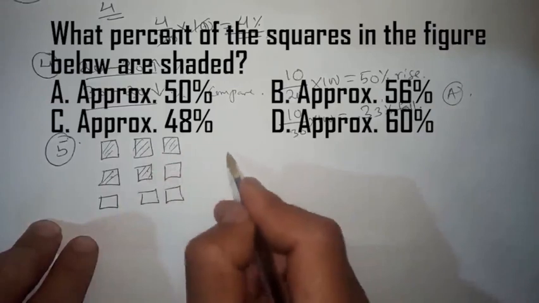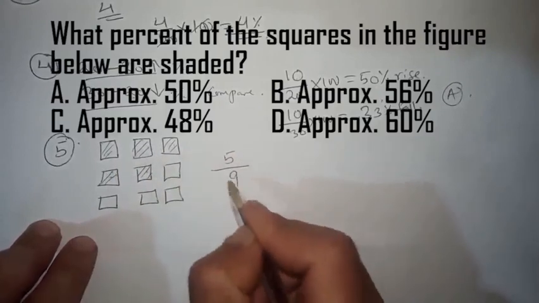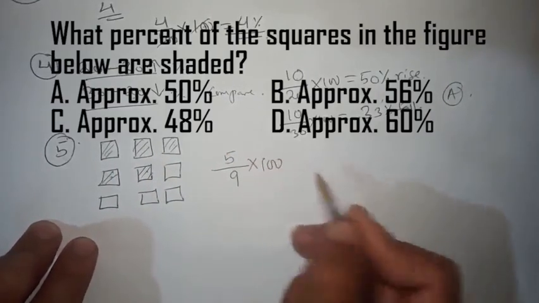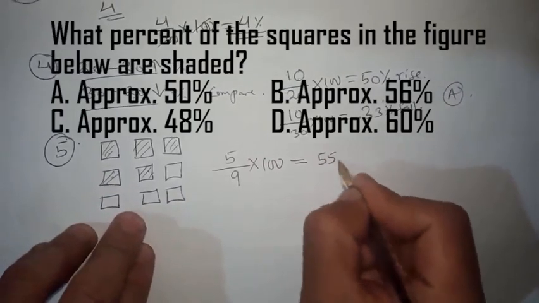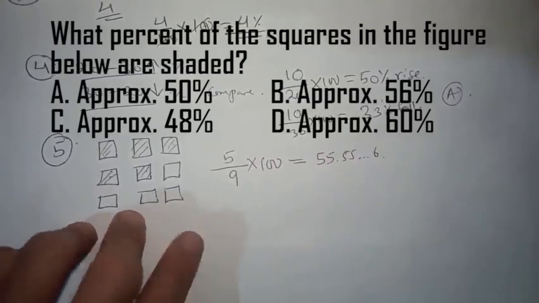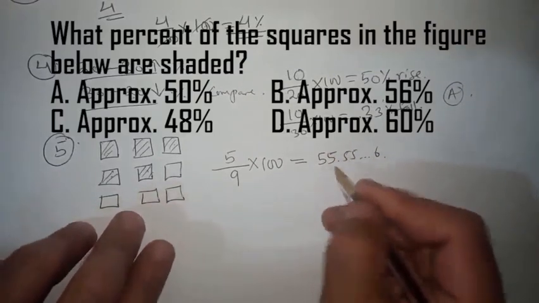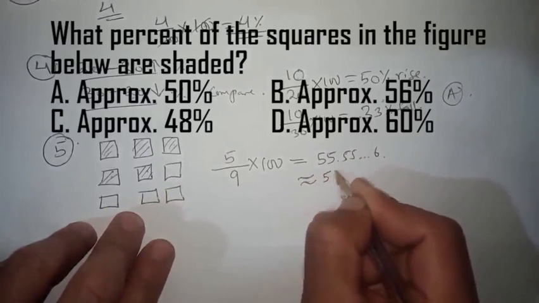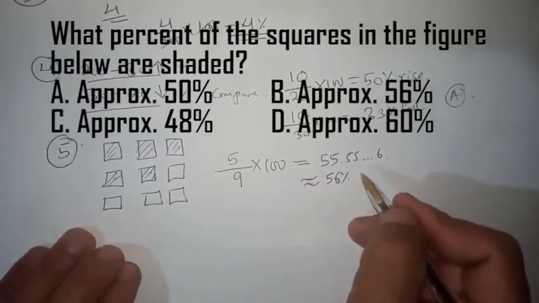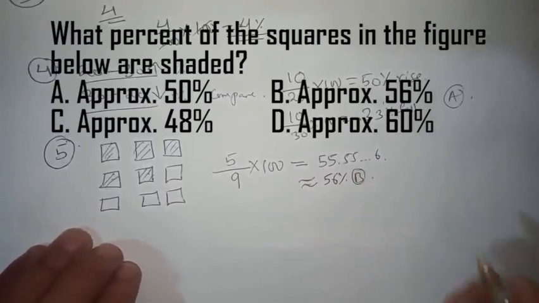1 2 3 4 5: there are 5 shaded squares out of 9 squares total. To get the percentage, 5 over 9 into 100 gives 55.556. Rounding up, approximately 56%. So the correct option is B, 56%.